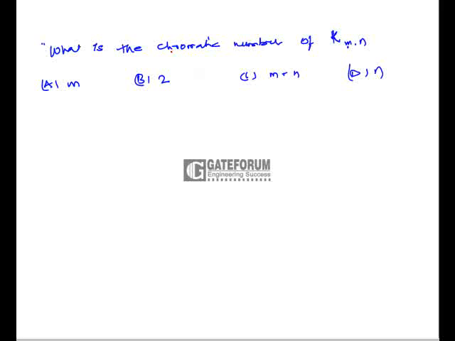Why? In order to explain this problem, let us take one example. Let us take K 2 comma 3. So K 2 comma 3 has 2 vertices on one side and 3 vertices on the other. As it is a complete bipartite graph, each node of this side should be adjacent to every vertex of the other side. That is the definition of a complete bipartite graph.